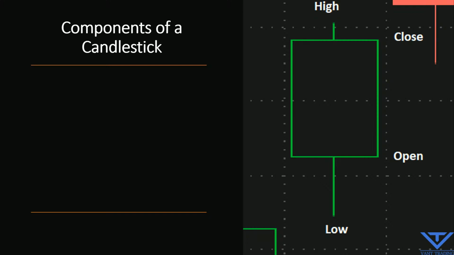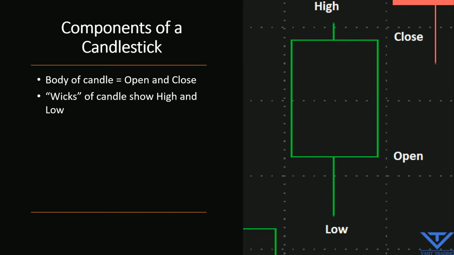like that example I showed you. This is the component of a candlestick for those who don't know, because you might say, candlestick chart, what the hell is that? Well, the body of the candle, that big square in the middle there, is the open and the close. The wicks on the top and the bottom, sprouting out of it, are the high and the low of the day.